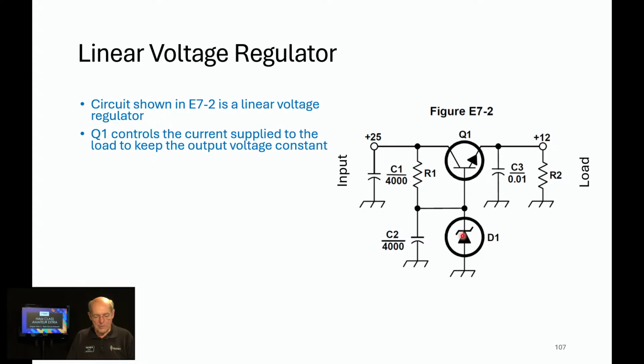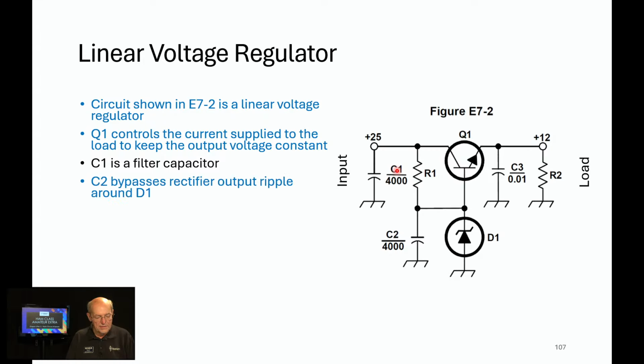So they're going to ask about what these specific components are used for. That's the nuance that's being added to the pool questions here. C1 they don't ask about. It's a filter capacitor. C2 they do ask about. It says it bypasses the rectifier output ripple around D1.